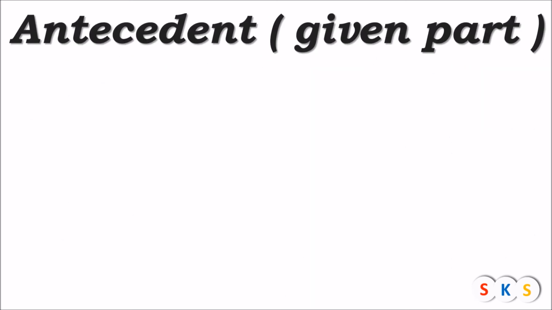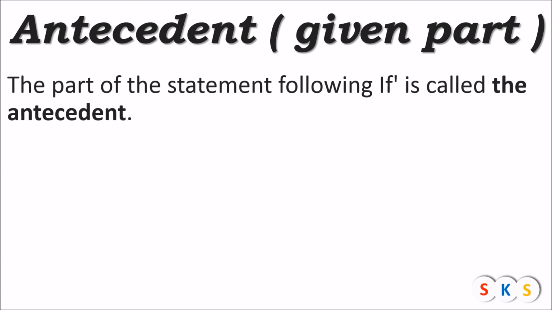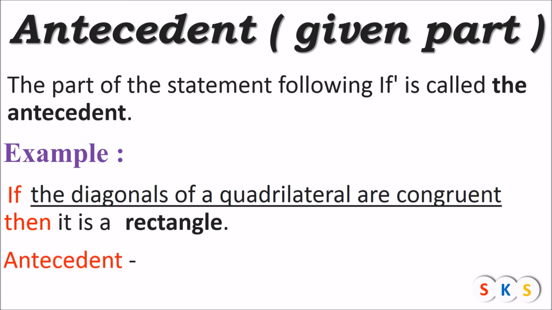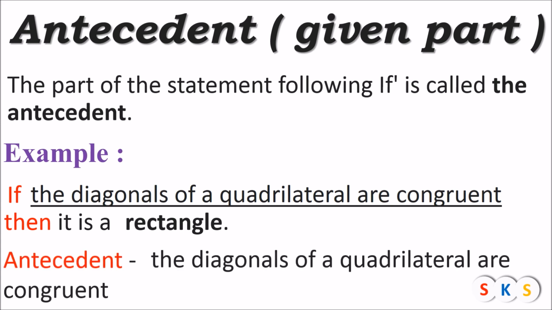What is antecedent? The part of the statement following if is called the antecedent. Let's see an example. Here we have the statement, if the diagonals of a quadrilateral are congruent, then it is a rectangle. In this statement, you can see the underlined part. This underlined part follows the word if. Hence, the diagonals of a quadrilateral are congruent is the antecedent in this statement. Antecedent is also known as the given part of the statement.